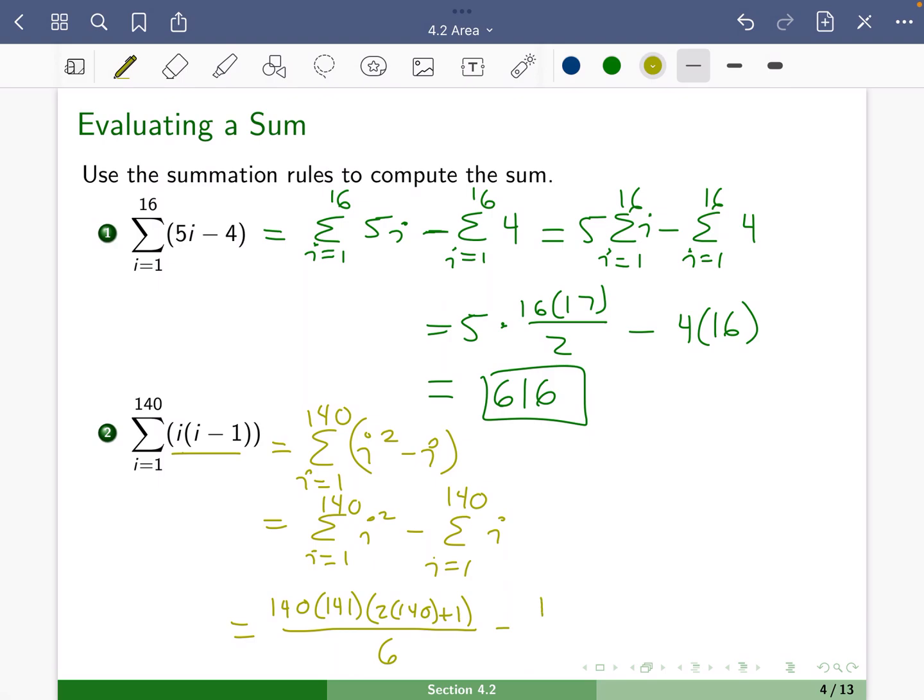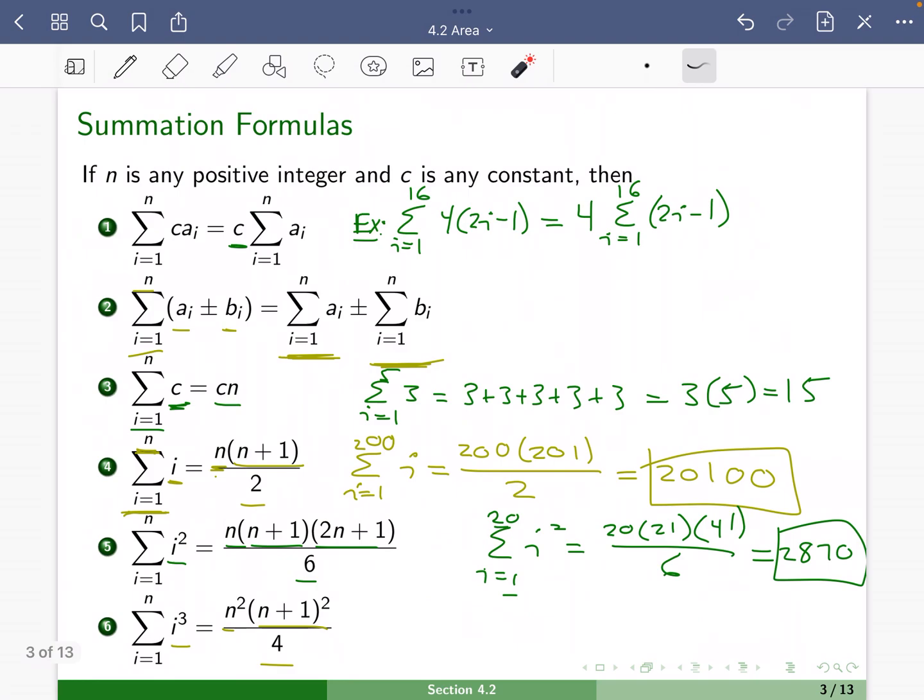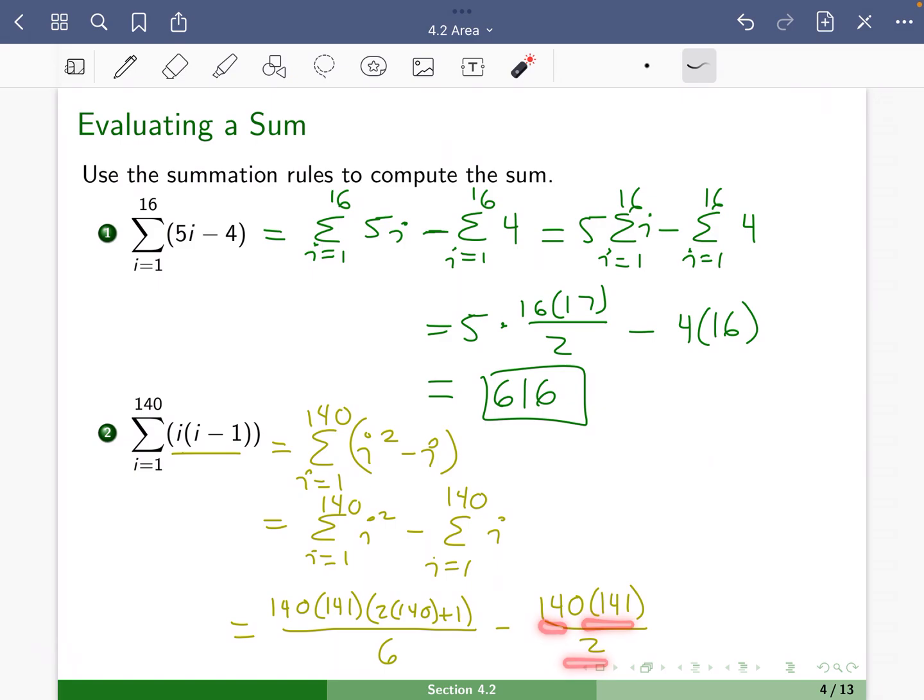For the other piece, we have 140 times 141 over 2. And so we can turn back and look at that summation rule again. For summing i, starting at 1, ending at n, our value of n is 140. So we have 140 times 141 over 2. And if we evaluate all of that, we get 914,620. And we are able to add those 140 terms together really pretty quick. Much quicker than if we went one by one, one at a time.